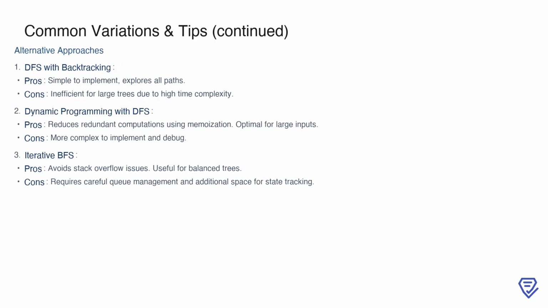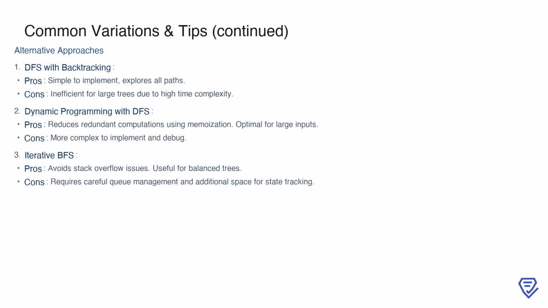There are several alternative approaches to solving the longest zigzag path problem, each with its own pros and cons. One option is to use DFS with backtracking. This approach is simple to implement and explores all possible paths, but it can be inefficient for large trees due to its high time complexity. A more optimized option is dynamic programming combined with DFS. This method uses memoization to reduce redundant computations, making it ideal for larger inputs. However, it's more complex to implement and debug, as managing the memoization structure adds overhead.